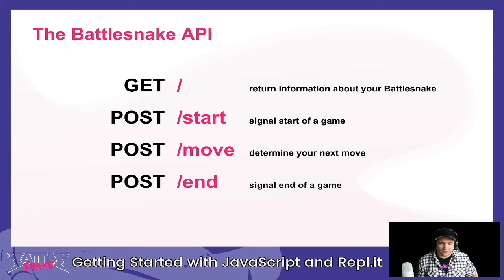The last command is a POST to /end, which just signals the end of the game. Every time a game that your Battlesnake was in ends, you're going to get a POST to /end, and that's just to let you know that the game has ended. So if you want to run any analysis on how you lost, or you want to record your wins and your losses somewhere, or deallocate any resources, that's your opportunity to do that.